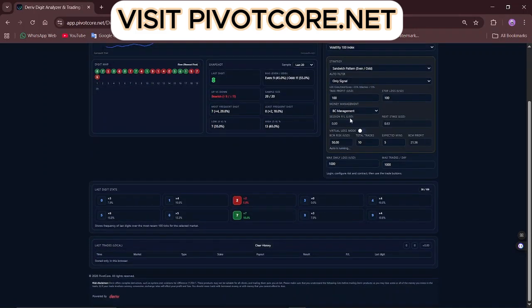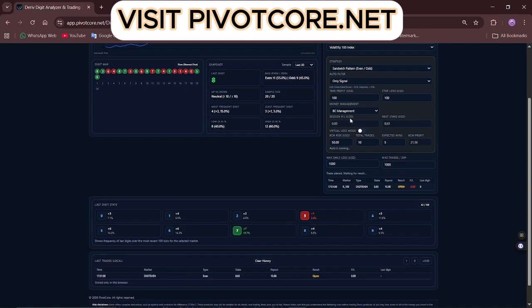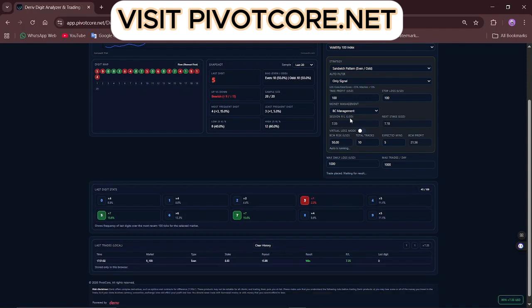If you are trading on Deriv and looking for a way to take the emotion out of your trades, you are in the right place. Today, I'm showing you something powerful, PivotCore.net. This isn't just another bot, it's a streamlined, automated trading platform designed specifically for the Deriv ecosystem. Whether you're a seasoned pro or just starting out, the goal here is consistency.